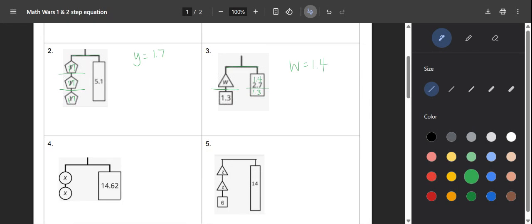When you are solving these as one-step equations, you could think of it as w plus 1.3 equals 2.7. And last year you worked on solving these where you drew the line, and then we said, okay, what's happening to w? We just do the opposite. Since I was adding 1.3, I will subtract 1.3.